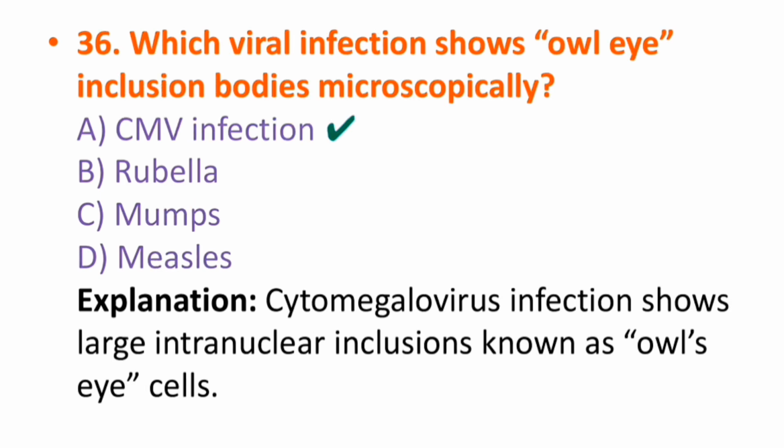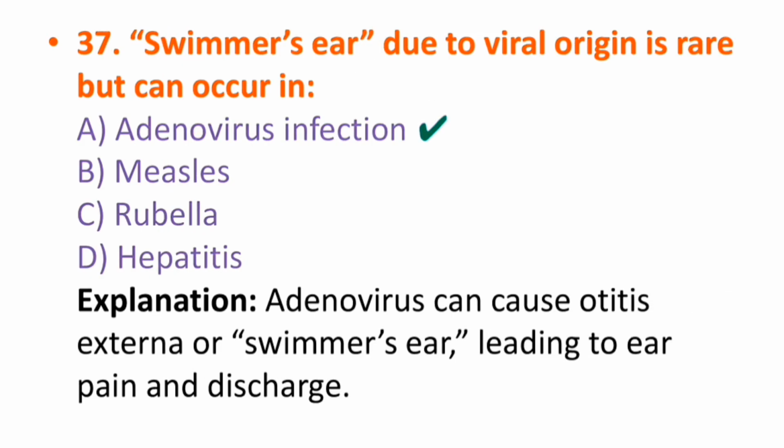Which viral infection shows owl's eye inclusion bodies microscopically? Option A CMV infection, option B rubella, option C mumps, option D measles. The correct answer is option A CMV infection. Cytomegalovirus infection shows large intranuclear inclusions known as owl's eye cells.